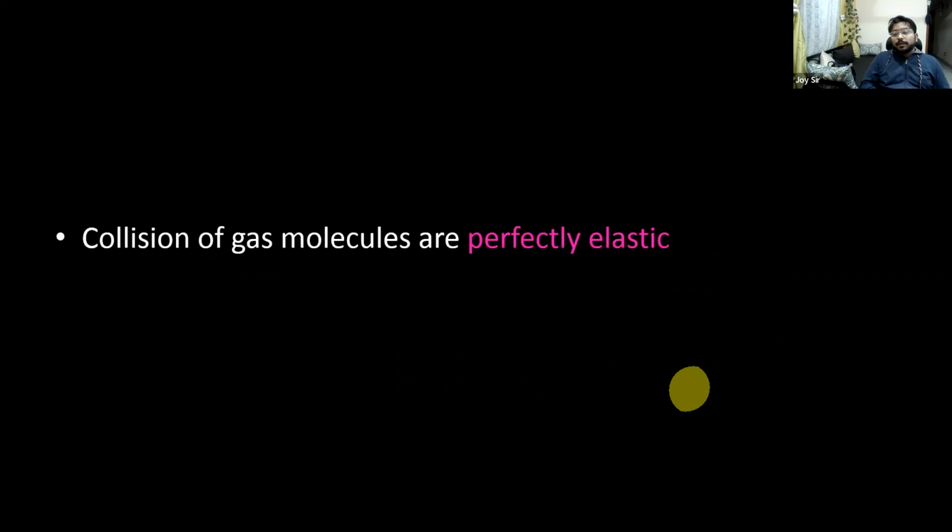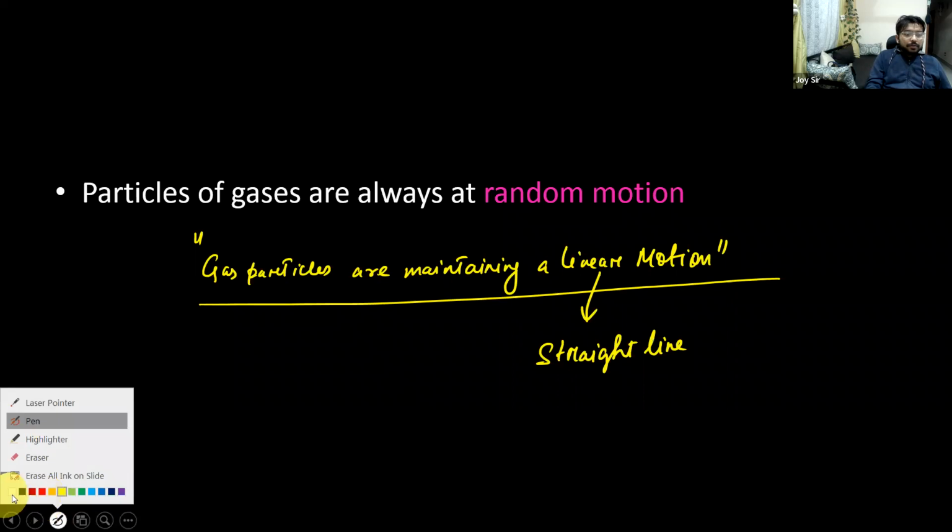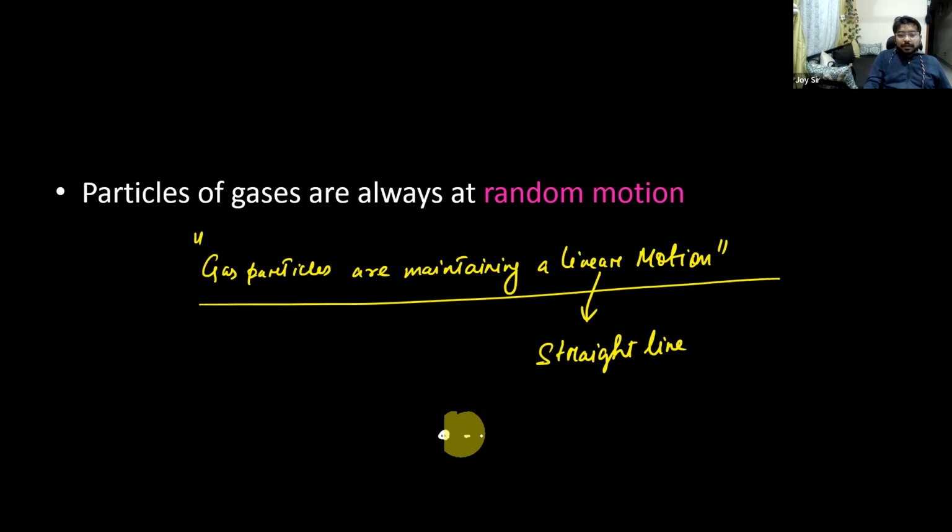Collision of gas molecules is perfectly elastic. What is perfectly elastic? One thing, gas particles are maintaining a linear motion. Linear motion मतलब क्या होता है? Linear मतलब होता है straight line. That means if there is a gas molecule, it is always moving in a straight line, wherever it may move, left, right, here, there, but it shall move always in a straight line.